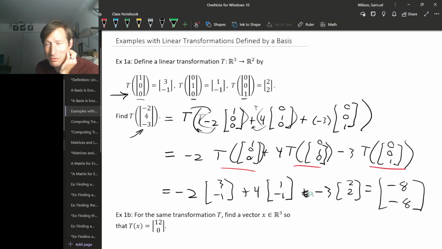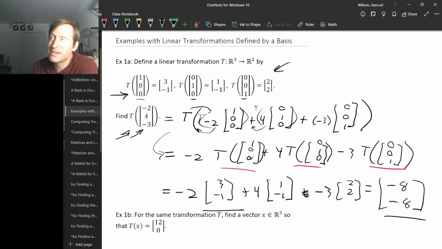Okay, so now looking at where we started and where we ended up, we were finding T of (-2, 4, -3). We expressed that vector in terms of the basis on which we know T. We used the characteristic property of linear transformations to move the transformation inside, and then we used the values that we know and did some vector arithmetic. All right. So this is how you can compute the output of a linear transformation when it's defined on a basis.